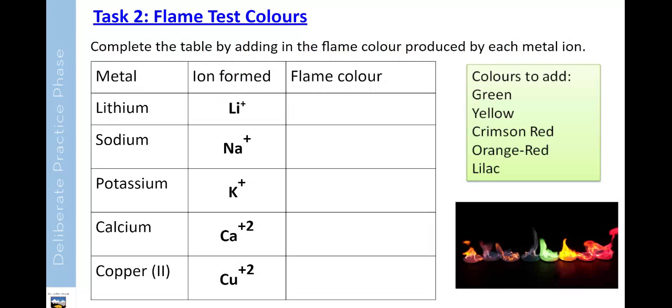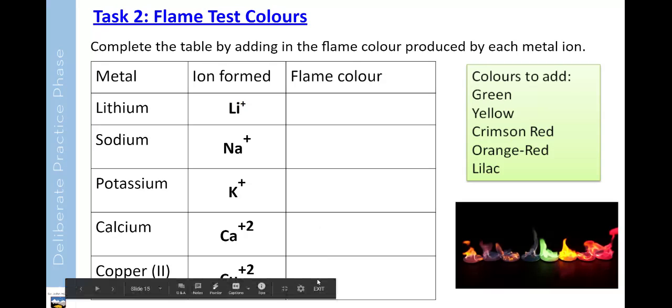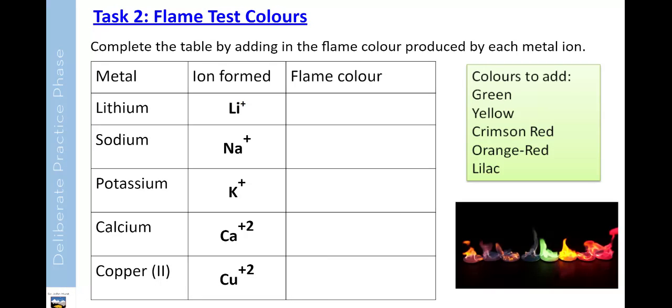Okay, so task 2 on your student worksheet today is to complete the table by adding in the flame colour produced by each metal ion. Now, if you're stuck, I've given you the colours that you need to add in this box. Okay, so on your worksheet, you've got this table. You need to add in the flame colour produced. Pause the lesson video, come back for your answers. Ready for your answers now. Make sure you are marking your answers on your student worksheet as well, please, guys.